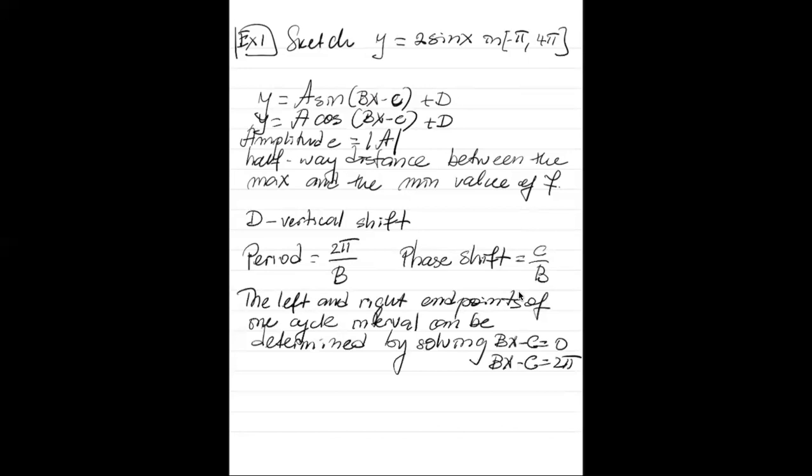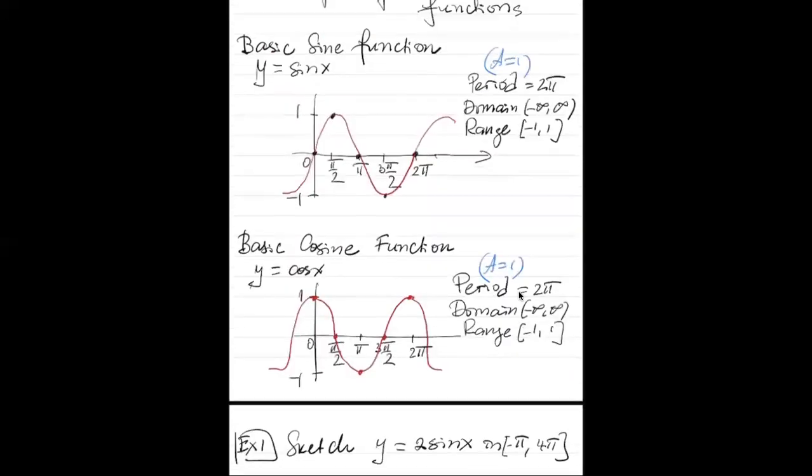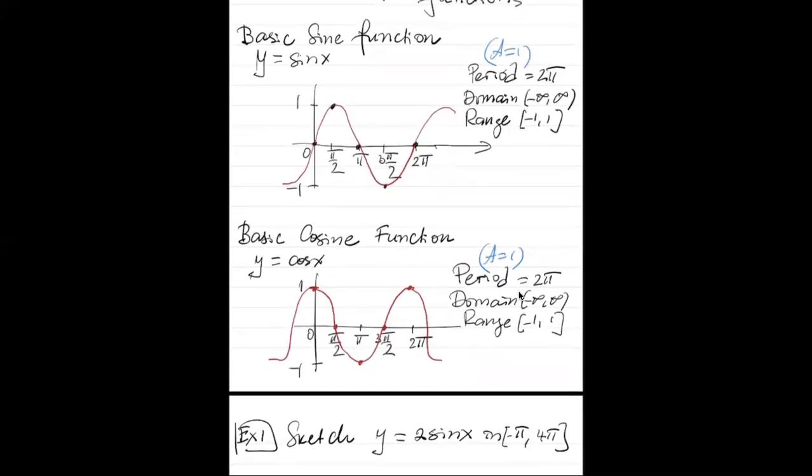So let's go back to our parent function, and we did one period. So here is the left endpoint of one cycle. Here's the right endpoint. The same with the cosine. Here's the left endpoint. It's 0, 1. Here's the right endpoint. So that's one period of the cosine, one period for the sine.